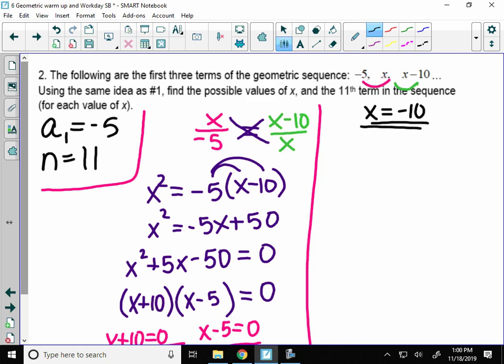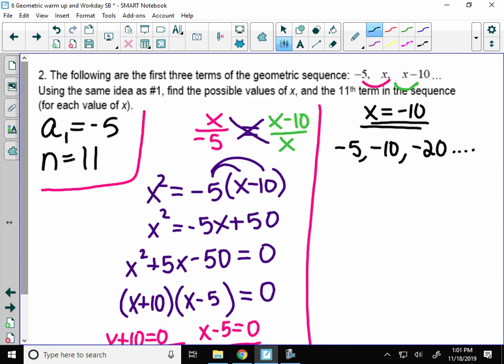Now suppose x equals -10. What are the three terms of the sequence that we're given? We have -5, what goes in for this x right here? Negative 10. And then the third term would be negative 10 minus 10? Negative 20. So that's the first three terms if I use negative 10 for x.